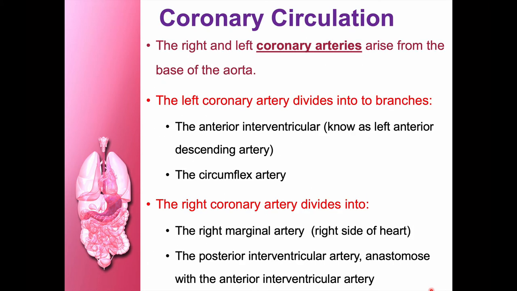Now there are right and left coronary arteries, the two coronary arteries. We have to discuss a lot about this right and left coronary artery. In the left coronary artery there are the anterior interventricular branch and the circumflex branch, whereas in the right coronary artery there is the right marginal branch and the posterior interventricular branch. Both the right and left coronary artery branches will form anastomosis.